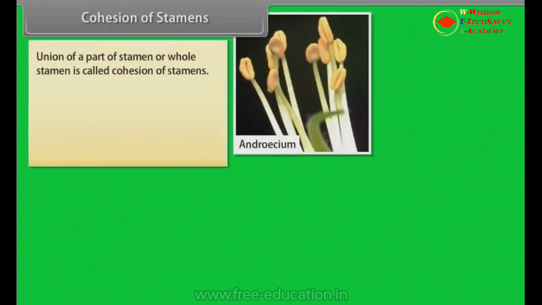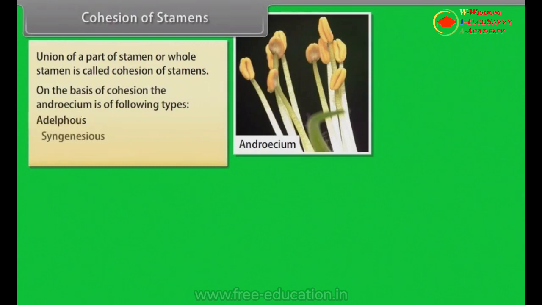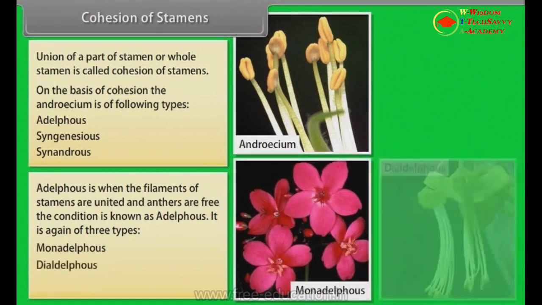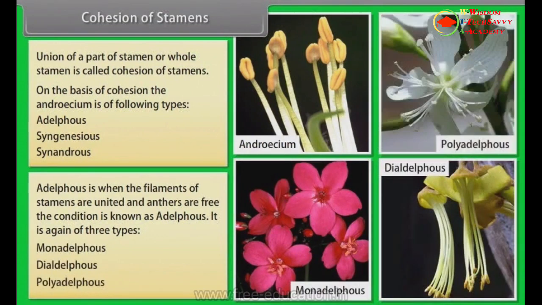Cohesion of stamens. Union of a part of a stamen or whole stamen is called cohesion of stamens. On the basis of cohesion, the androecium is of the following types: adelphous, syngenesious, synandrous. Adelphous is when the filaments of stamens are united and anthers are free. It is again of 3 types: monadelphous, didelphous, polyadelphous.